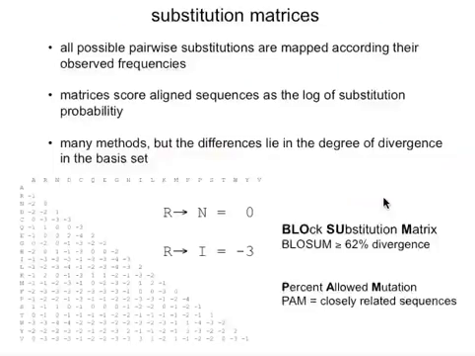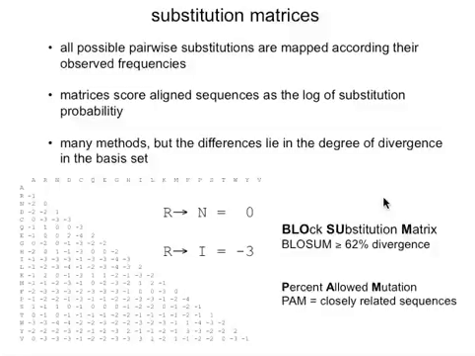So how do we calculate this homology or this sequence similarity? Well, there are a variety of ways to do this, and going through all of them exhaustively is beyond our scope, but we can at least look at some fairly common methods. And effectively what this boils down to is comparing all possible pairwise substitutions and mapping them according to an observed frequency.